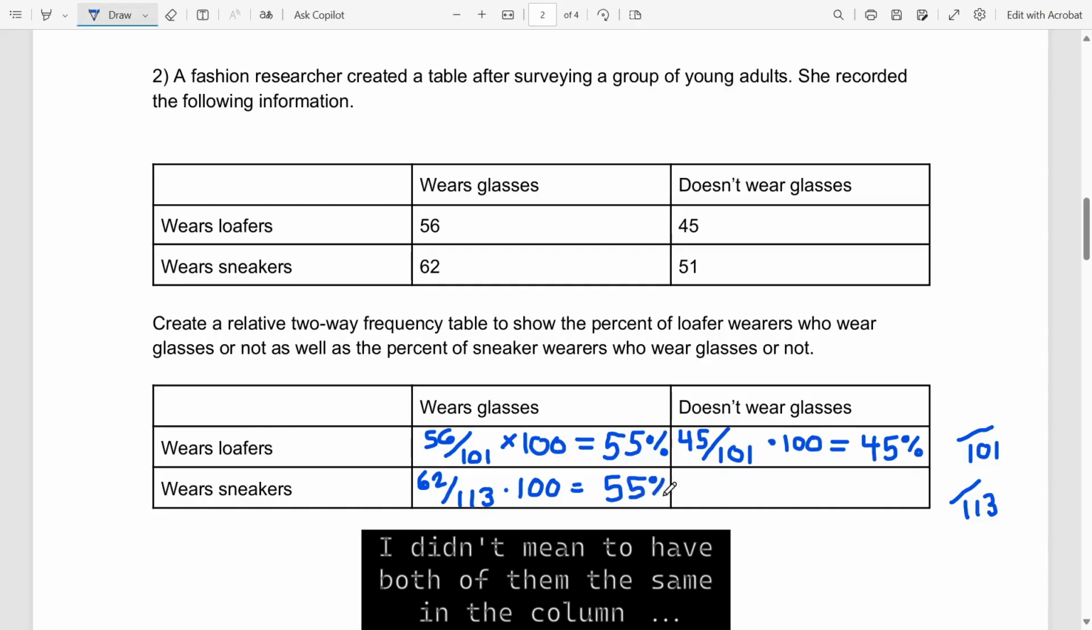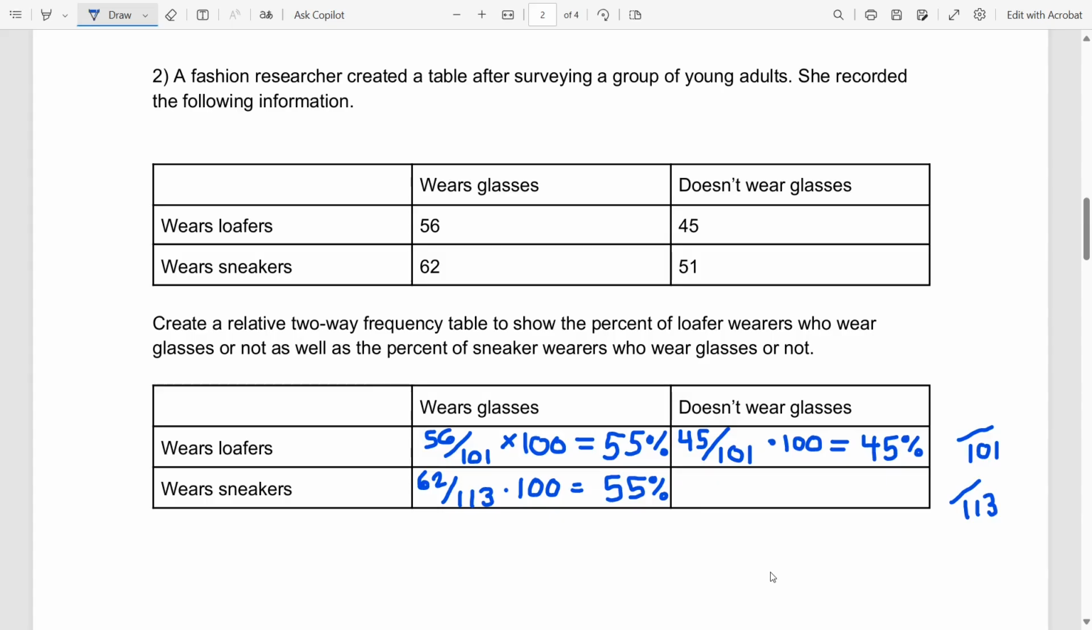And then let's do now 51 divided by 113. Just want to check our work. Times 100, that should be 45%. It's 45.13. So that's going to be 45%. We got that with 51 divided by 113 times 100. And that's 45%.